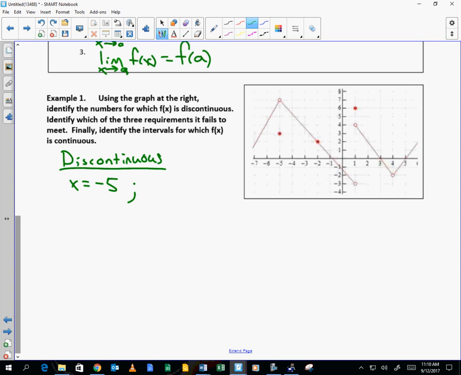So we start with the first one. Does f of -5 exist? What is it? It's 3. Does the limit as x approaches -5 exist? What is it? It's 7. Are those the same? No, so it fails number 3.